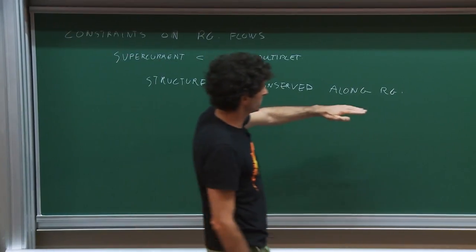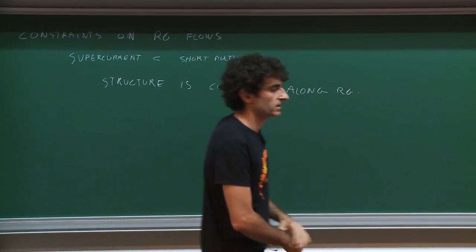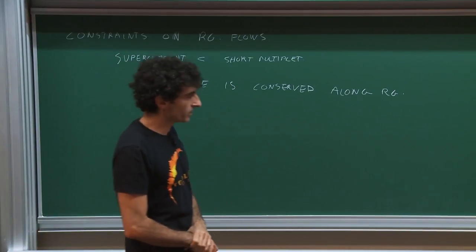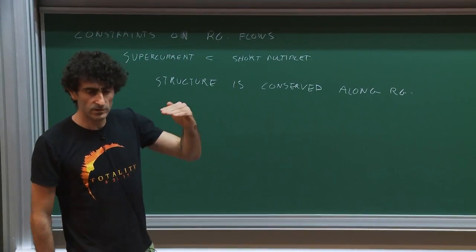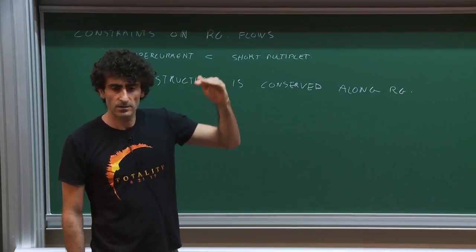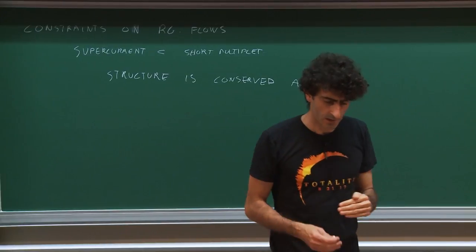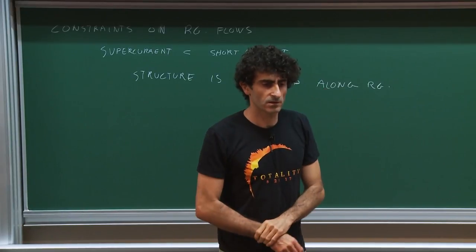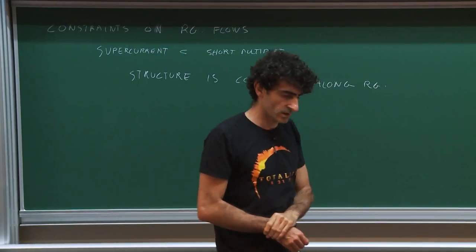But up to when you get to the deep IR, the structure of the multiplet will stay the same. So in particular, that means that you can determine what the structure of the multiplet is by just doing some computation in the UV. Now this computation does not just have to be a classical computation. It might include quantum effects or non-perturbative effects, but it must be a possible computation in the UV. So for instance, for the case of super Yang-Mills.